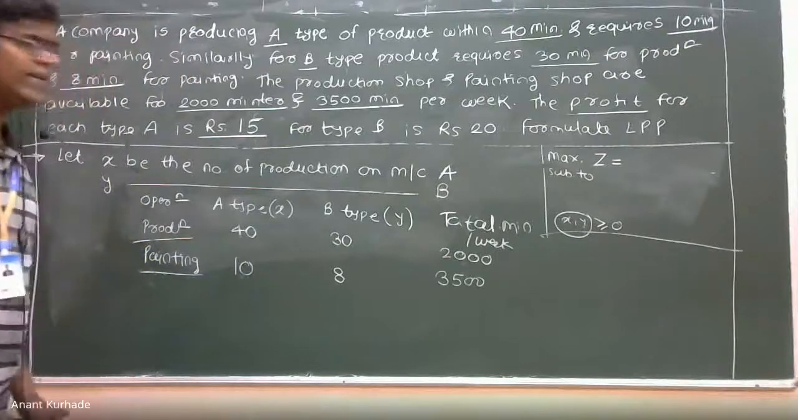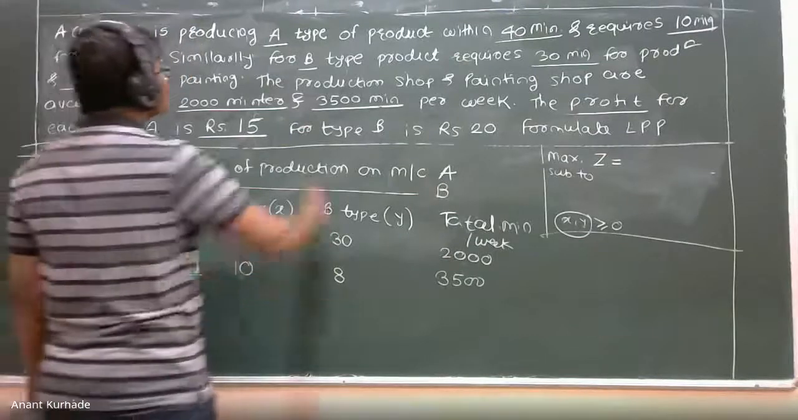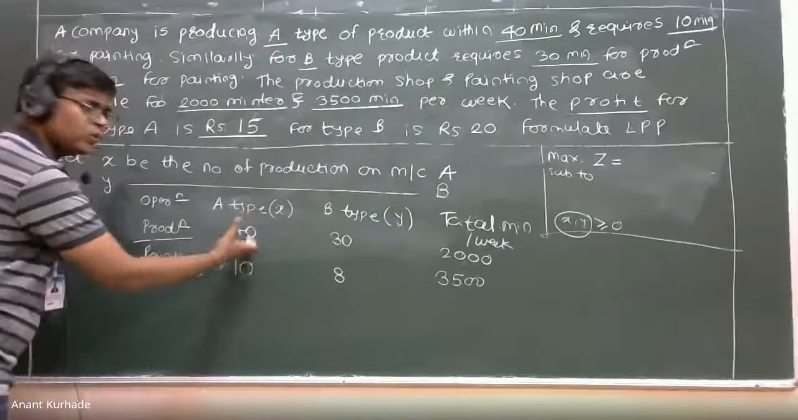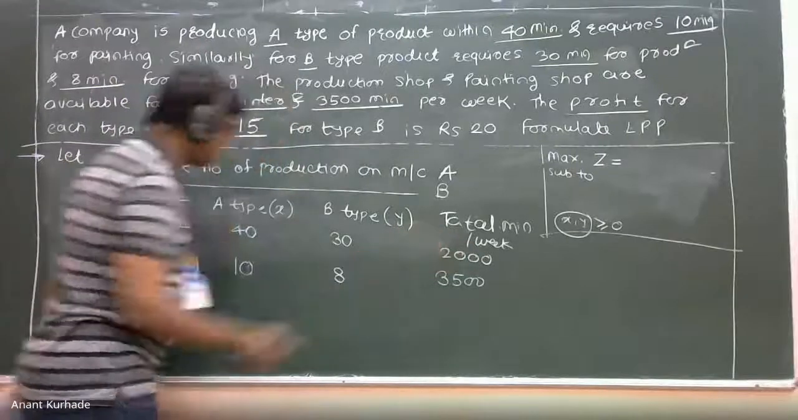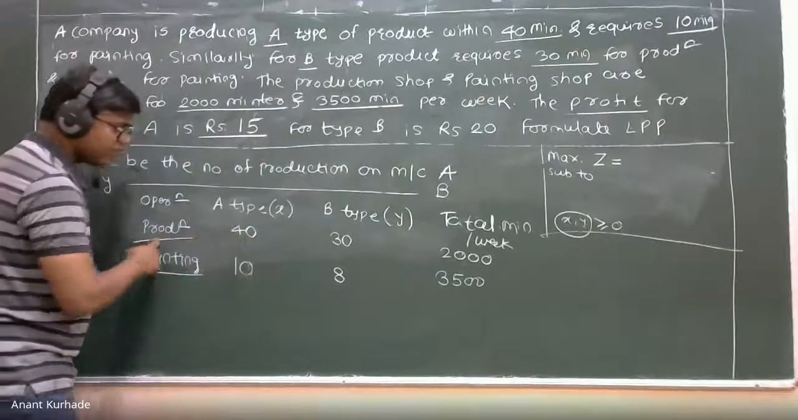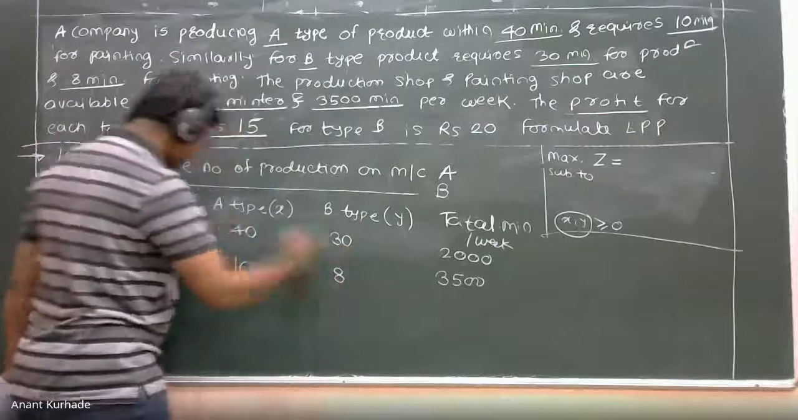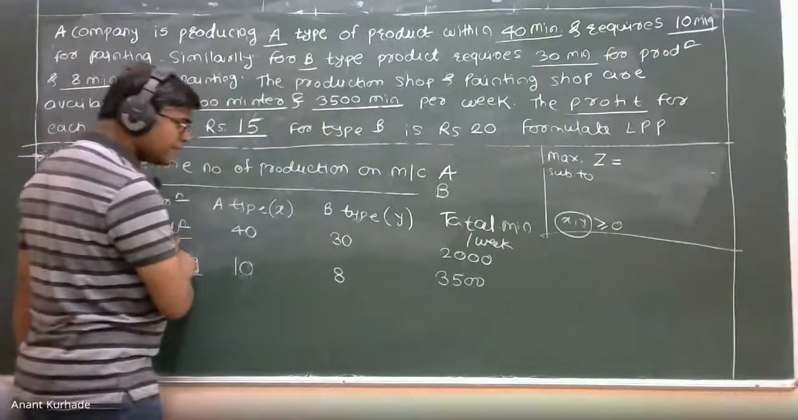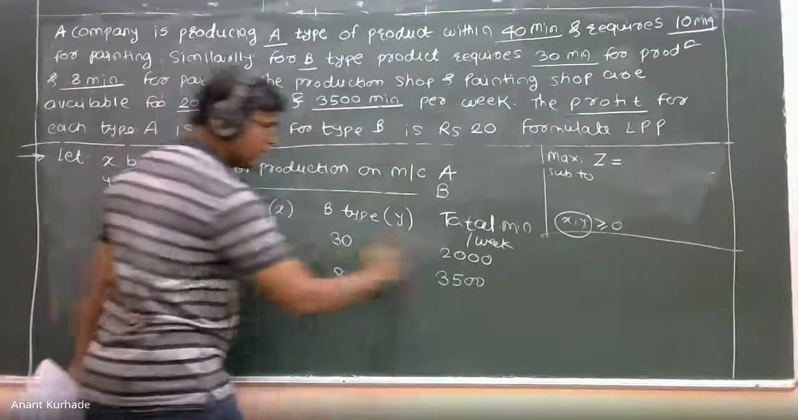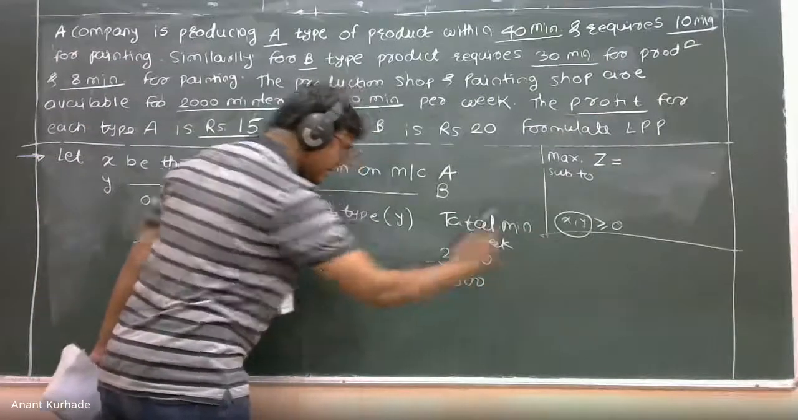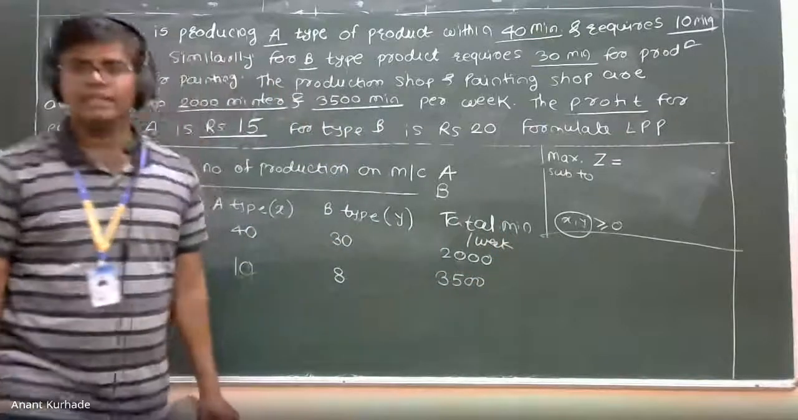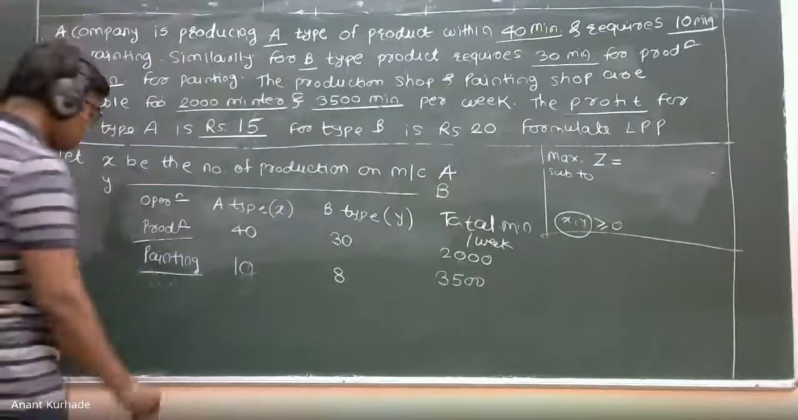Any doubt? That means we have to state all this theoretical part in only three lines, one, two, three. By observing this, you can easily say A type product 40 minutes for production, 10 minutes for painting. B type product 30 minutes for production, 8 minutes for painting. And total production time per week is 2000 minutes and painting time is 3500 minutes. Do you understand this? Just reply yes sir. Okay.